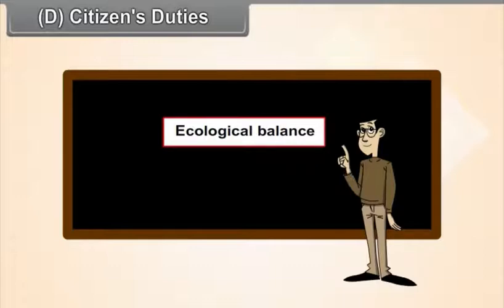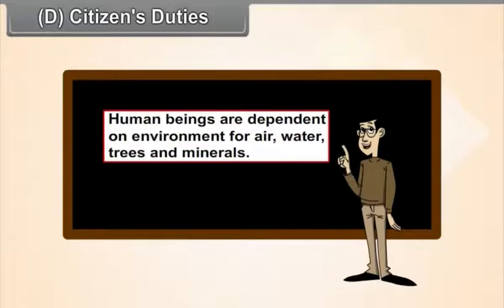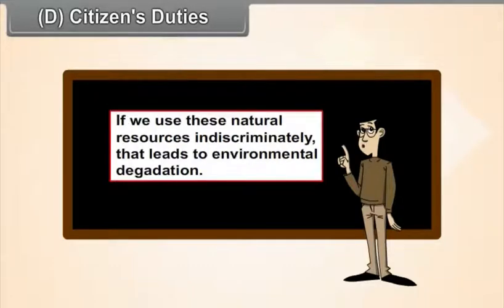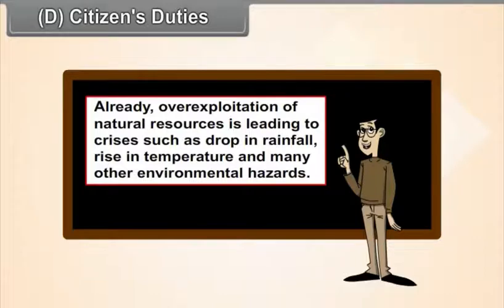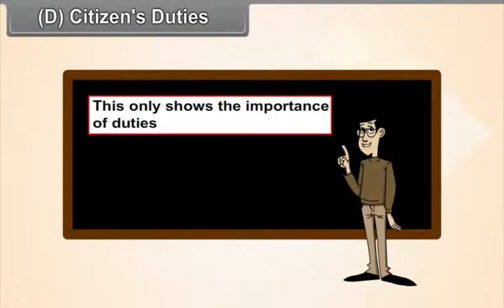Ecological balance. Human beings are dependent on the environment for air, water, trees and minerals. If we use these natural resources indiscriminately, that leads to environmental degradation. Our present generation may be happy to use as many trees as it can cut down, but what will happen to later generations? Already, over-exploitation of natural resources is leading to crises such as drop in rainfall, rise in temperature, and many other environmental hazards. This only shows the importance of duties.